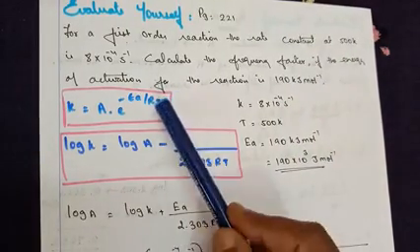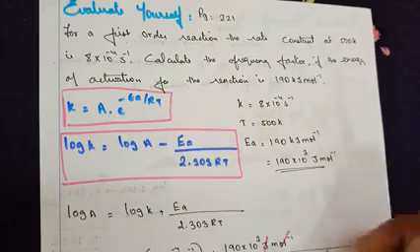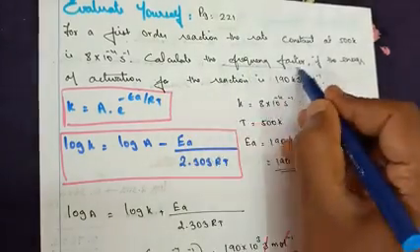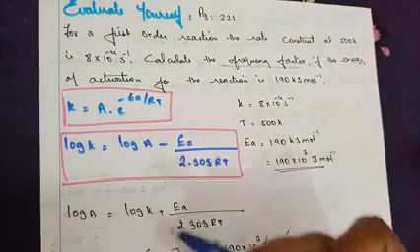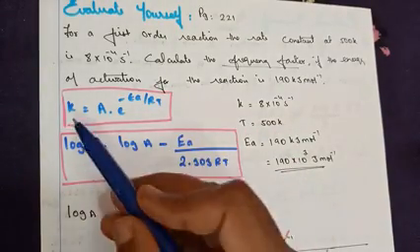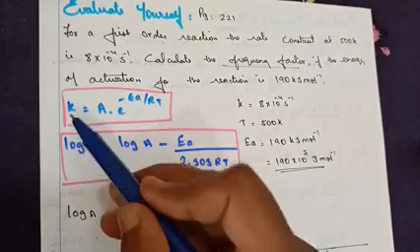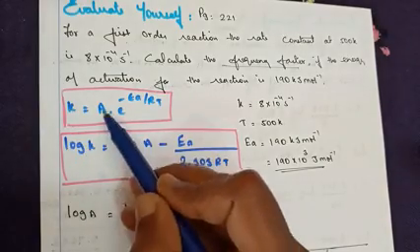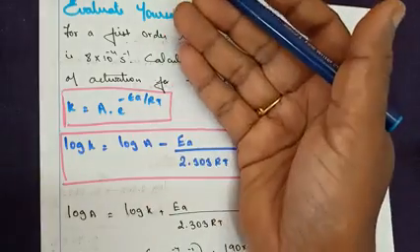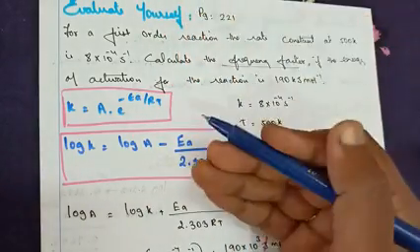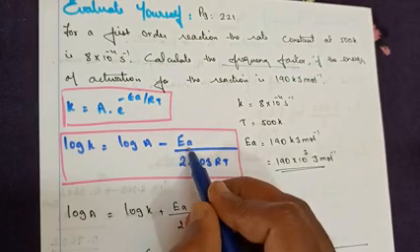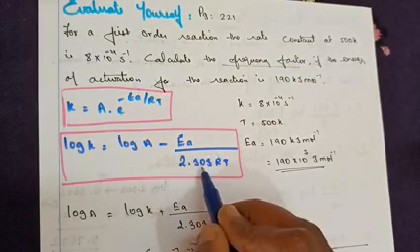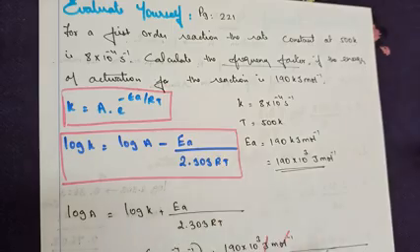Writing the formula, because you need to calculate the frequency factor, just rearrange the formula differently, that is, taking log on both the sides. Log K equals log A. The exponential term will come down, so we'll write it as minus EA by 2.303 into R into T.